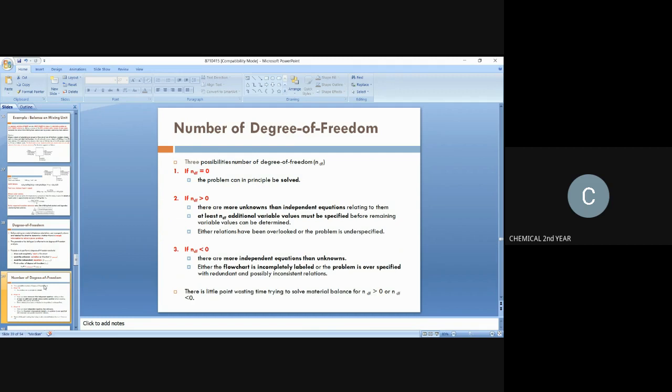If NDF is less than 0, there are more independent equations than unknowns. Either the flowchart is incompletely drawn or the problem is overspecified with redundant or possibly inconsistent equations. There is little point wasting time trying to solve the balance for NDF greater than 0 or NDF less than 0.